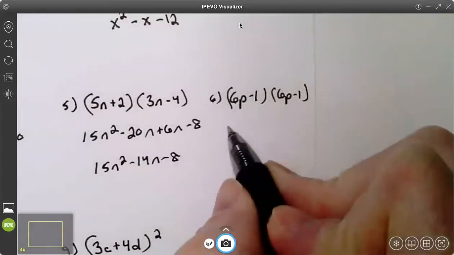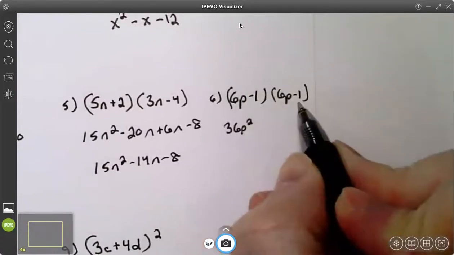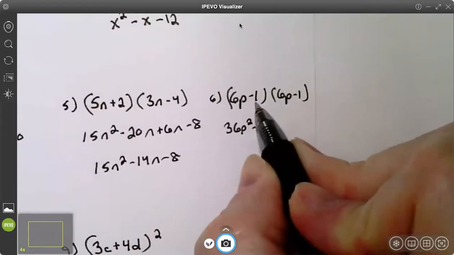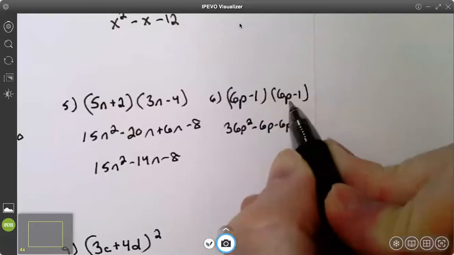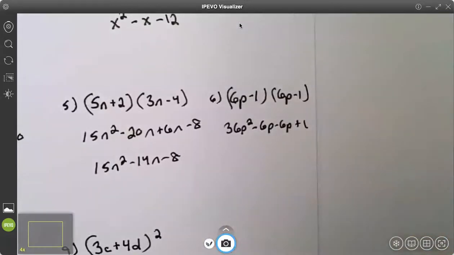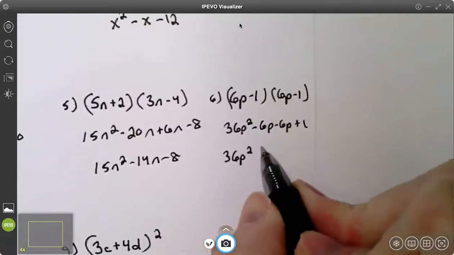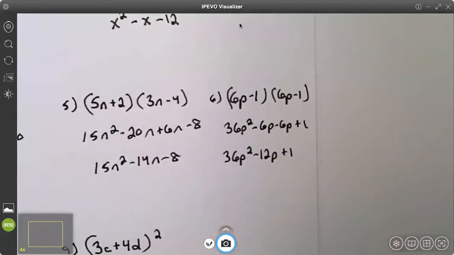6p times 6p is 36p squared. 6p times negative 1 is negative 6p. Now distribute the negative 1. Negative 1 times 6p is negative 6p. Negative 1 times negative 1 is positive 1. You get 36p squared, negative 12p, positive 1 for your trinomial.